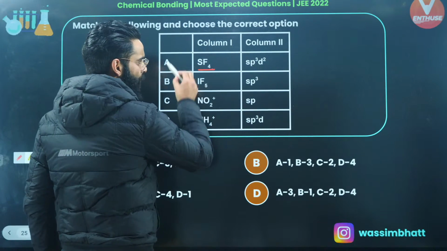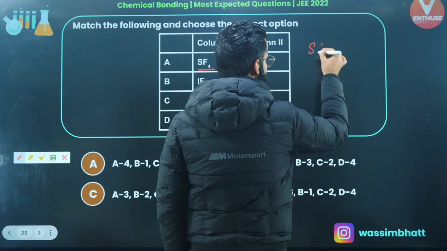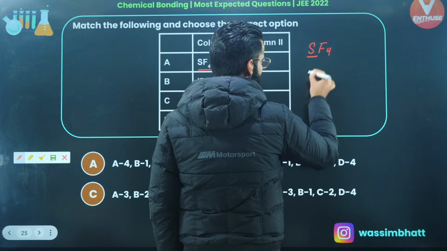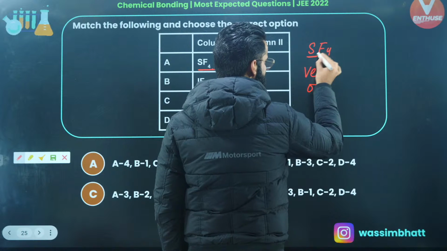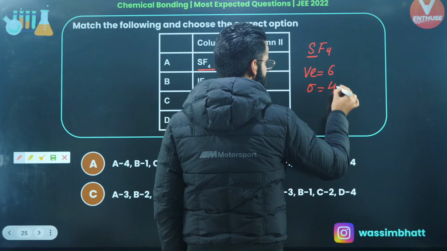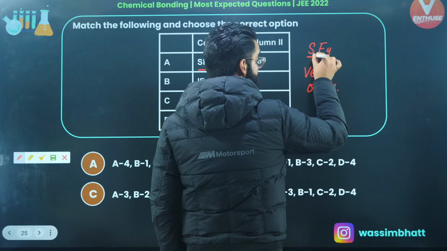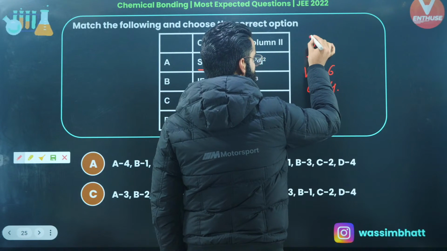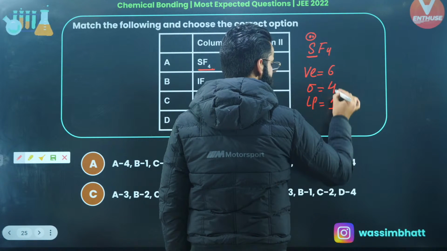Starting with SF4, one of the molecules I'll be showing you. This sulfur, how many valence electrons does it have? It has 6 valence electrons. How many sigma bonds is this sulfur forming? It's forming 4 sigma bonds. Out of 6 valence electrons, sulfur is using 4 to form 4 sigma bonds. So there'll be 2 electrons left on sulfur in the form of a lone pair. So 4 sigma, 1 lone pair.